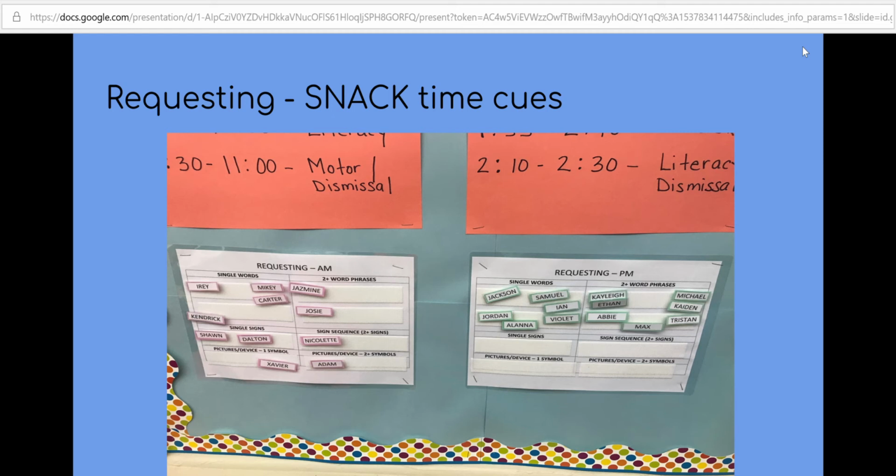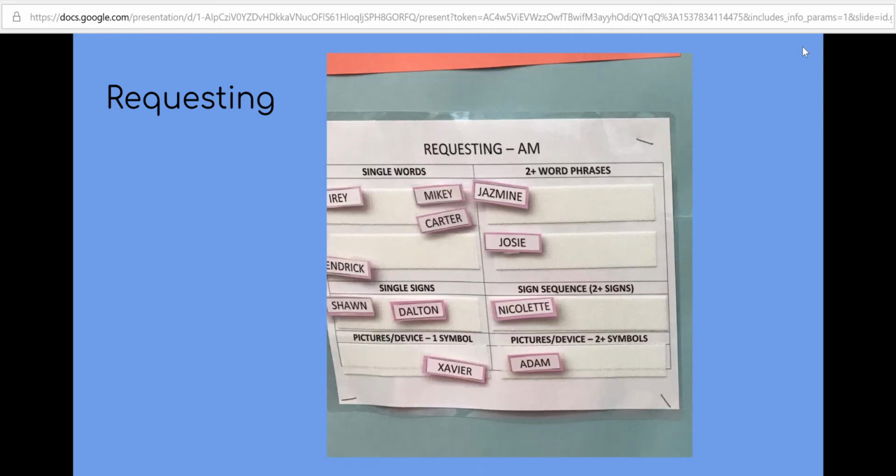So I have a cheat sheet here, and this is located under our schedules for the day, and this is right across from our snack table. So it's very easy to reference as you are running the snack table. So I just blew one up, excuse me, for you to see a little bit better.